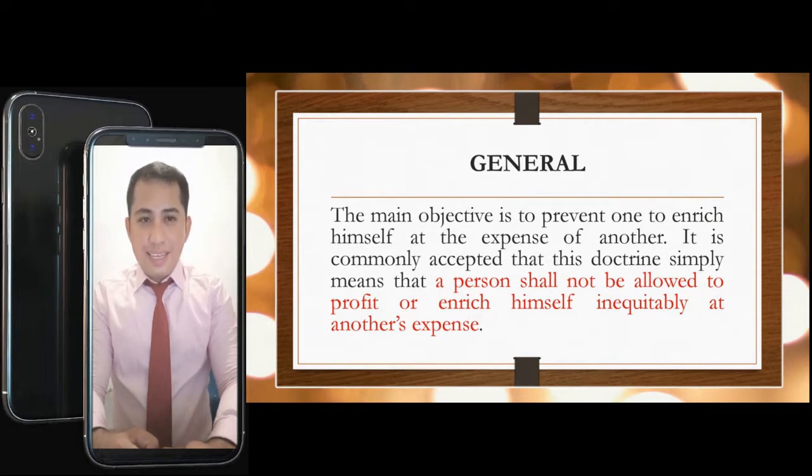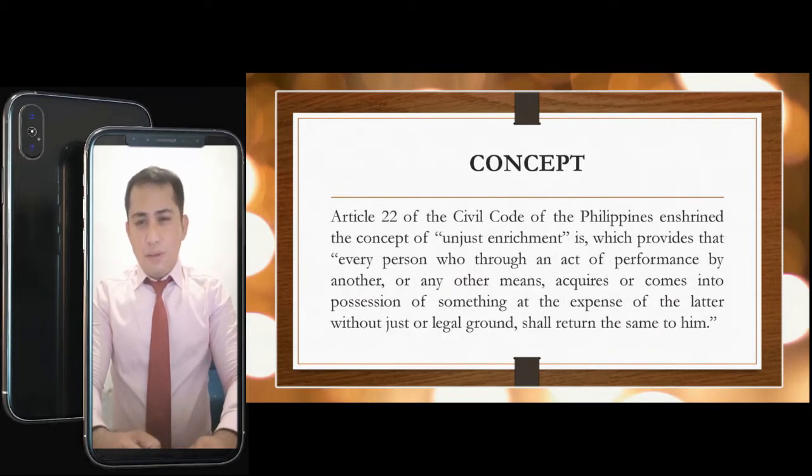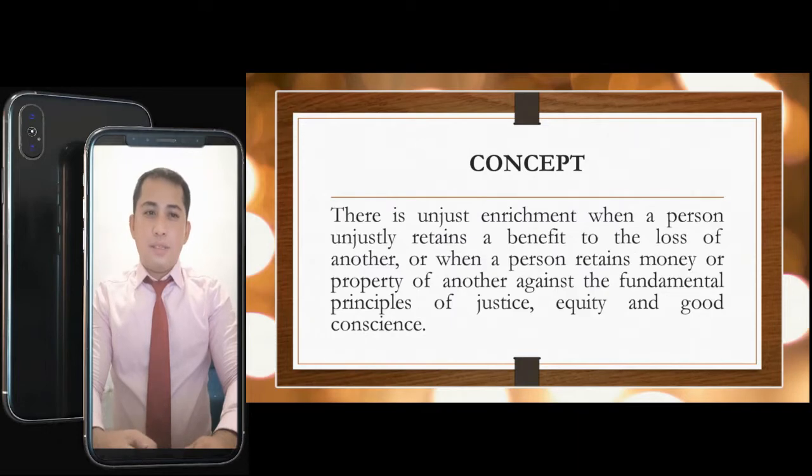It is commonly accepted that this doctrine simply means that a person shall not be allowed to profit or enrich himself inequitably at another's expense. Article 22 of the Civil Code of the Philippines enshrined the concept of unjust enrichment. It provides that every person who, through an act of performance by another or any other means, acquires or comes into possession of something at the expense of the latter without just or legal ground, shall return the same to him. There is unjust enrichment when a person unjustly retains a benefit to the loss of another, or when a person retains money or property of another against the fundamental principles of justice, equity, and good conscience.